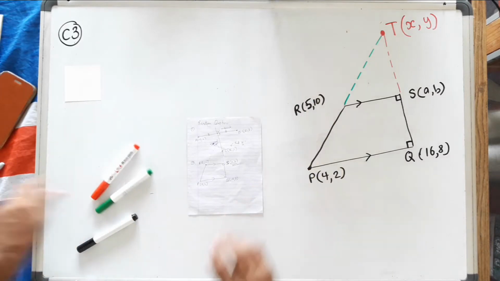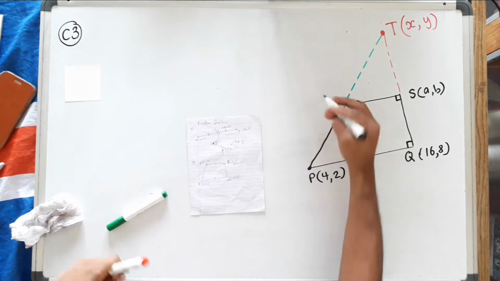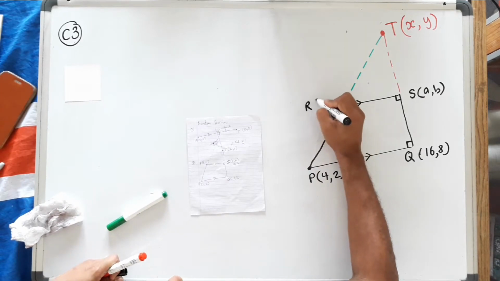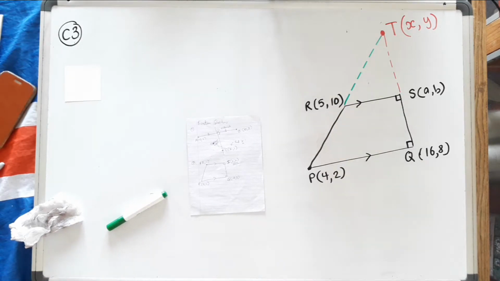So let me write this. I'm having trouble writing this point R here to make it look neat. Don't like when it doesn't look neat. (5, 10). All right.